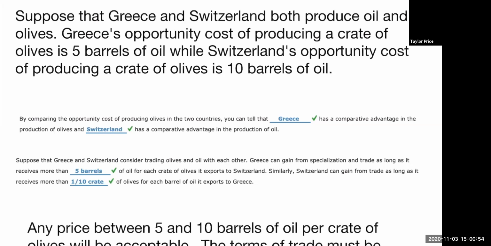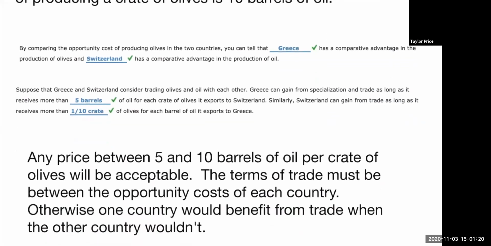Whereas Switzerland can gain from trade as long as it receives more than 1/10 crate of olives for each barrel of oil it exports. That also comes from here, but we're just flipping it. We're basically saying the inverse of 10 barrels of oil for one crate of olives. So what we know is that any price between 5 and 10 barrels of oil per crate of olives will be acceptable. The terms of trade must be between the opportunity costs of each country. Otherwise, one country would benefit from trade when the other country wouldn't.